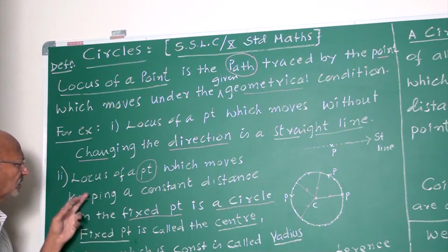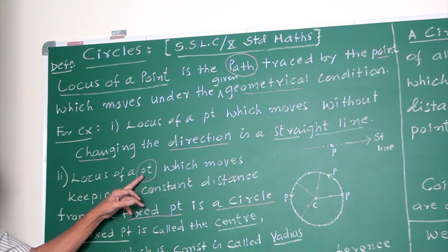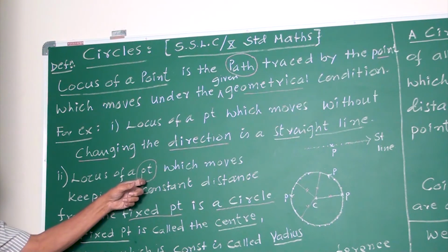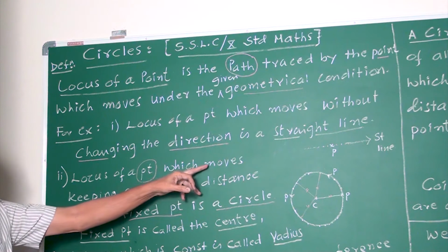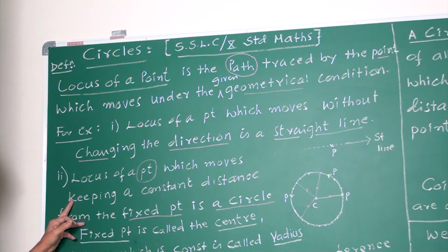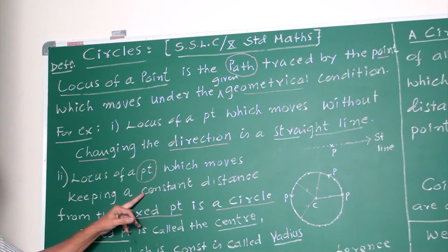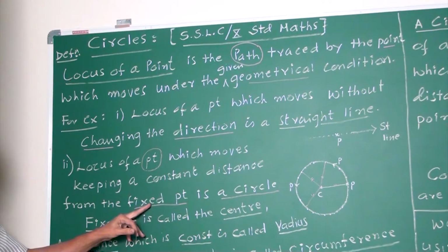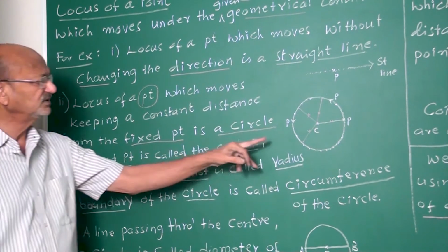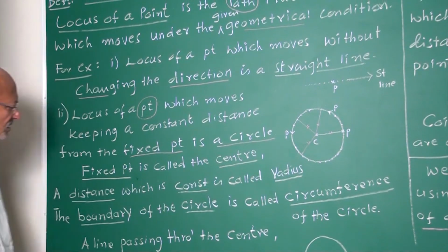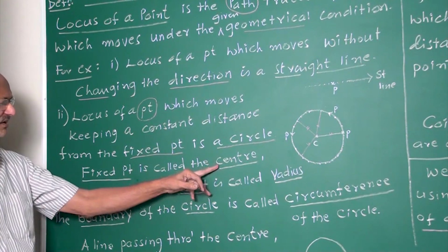Then second example, locus of a point, this point direction is given. Mr. P, you must move. How? Moving, which moves keeping the constant distance from the fixed point. Keeping the constant distance from the fixed point is a circle. The fixed point is called the center.